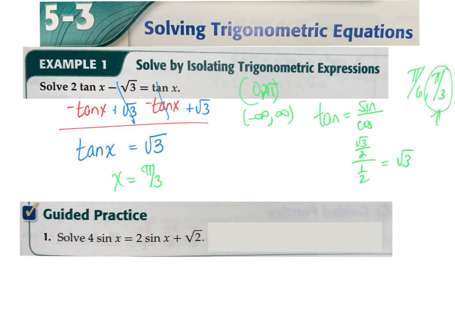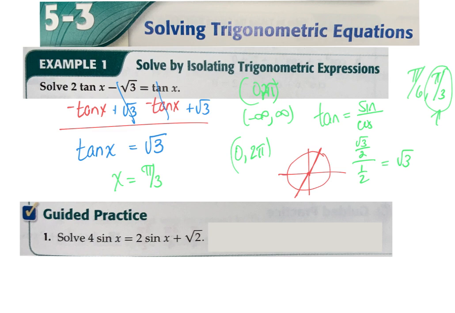And so my instructions may be a little bit different, and I think I typically do 0 to 2 pi. If I said 0 to 2 pi, you'd actually have to list two angles here, okay? Because in the unit circle, think back to unit circle, yes, it occurs at pi over 3, but it also occurs down here, okay? And so you'd have to give me both of those.